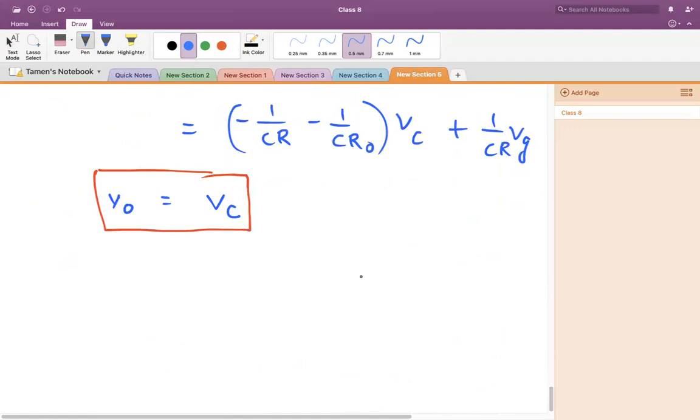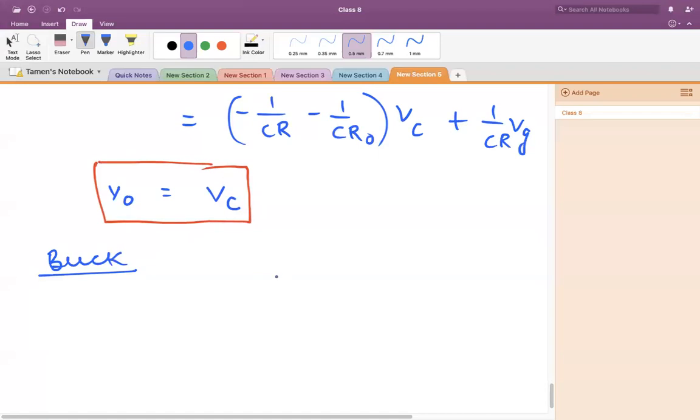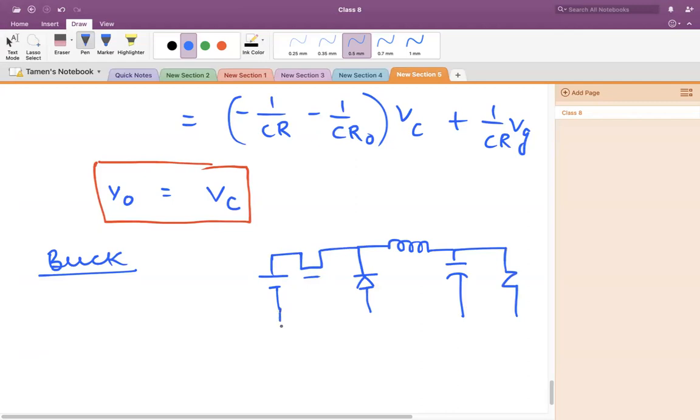So moving forward, we will go to buck. What is the circuit of buck? I think you know. The circuit of buck is this one. Then we have a MOSFET. Then we have a diode. Then we have an inductor. Then we have a capacitor, then the load, and then it is finally connected here. This is suppose VG, L, C, R.